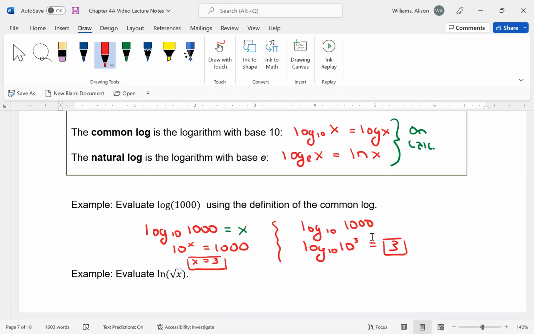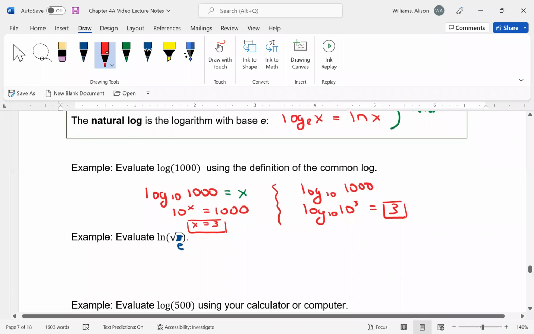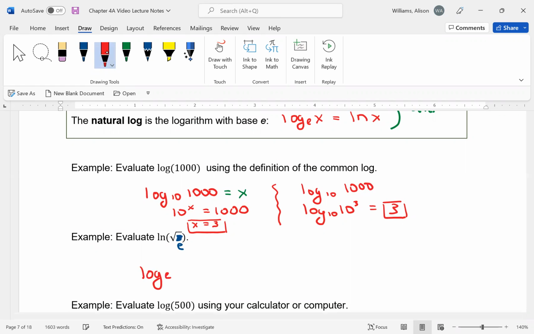Now, I realized too late that there's actually a typo on the next problem. This is not supposed to be an x. It's supposed to be an e, the natural log of the square root of e. So let's find the natural log of the square root of e. So natural log is really log base e. And the square root of e can be rewritten as an exponent of 1/2, which means this equals 1/2 based on the inverse properties of logarithms. Or alternatively, you could set it equal to x and change it to exponential form.